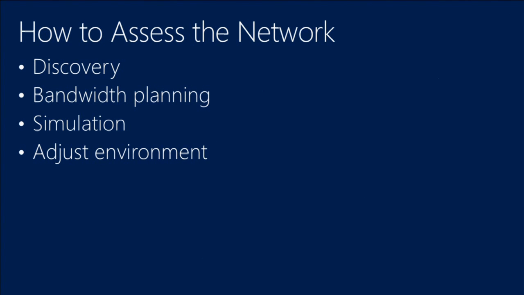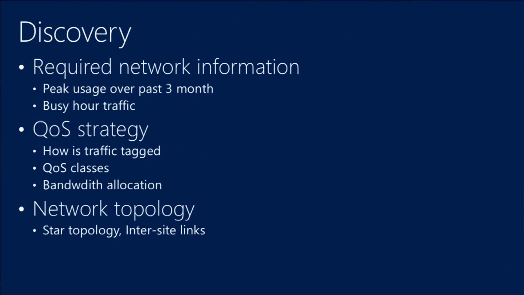First, you need to do a discovery. What is my network? What does it look like? What's the usage? Then you need to do some bandwidth planning. So what do I expect Link to do? Then, after I know what to expect, I need to do a simulation in my production network during production time to verify that my assumptions are correct, to verify that the network can handle what it should. And then finally, I can adjust my environment, meaning I can upgrade my network, or I change my Link deployment, and so on.